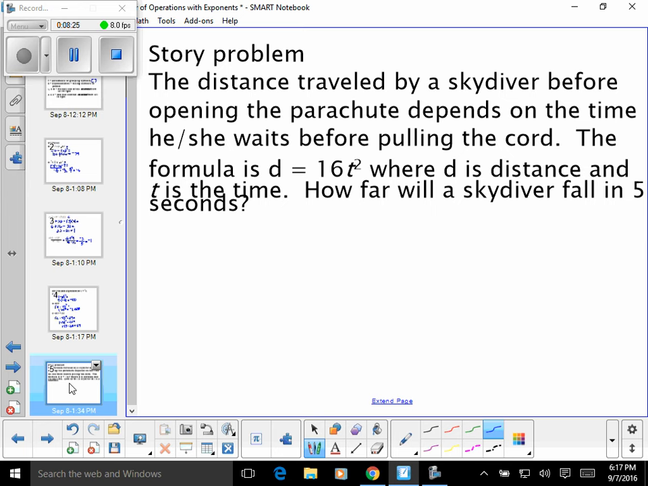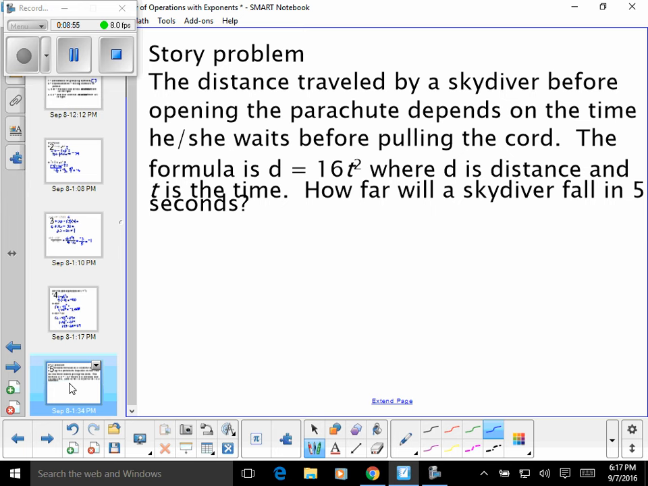There will be story problems utilizing exponents. The distance traveled by a skydiver before opening the parachute depends on the time he or she waits before pulling the cord. The formula is d equals 16 times t squared, where d will be the distance and t is the time. How far will a skydiver fall in 5 seconds?